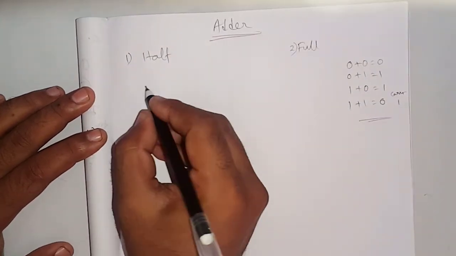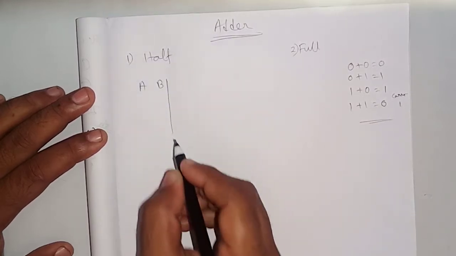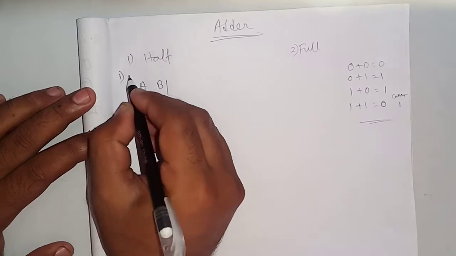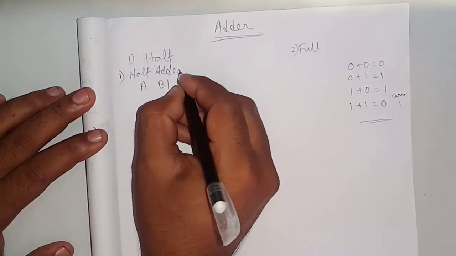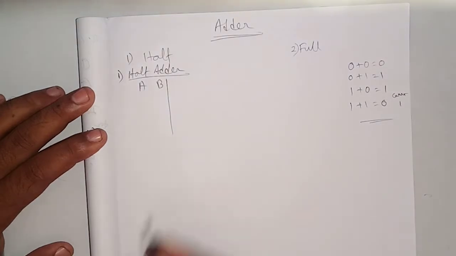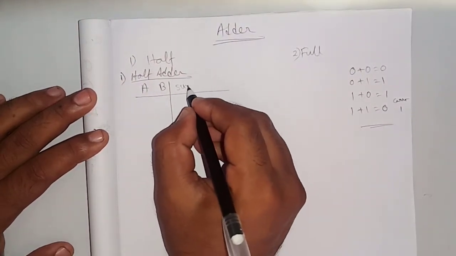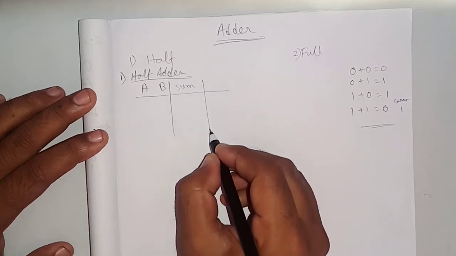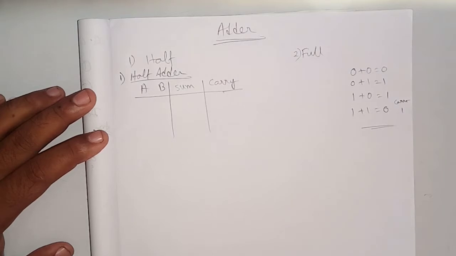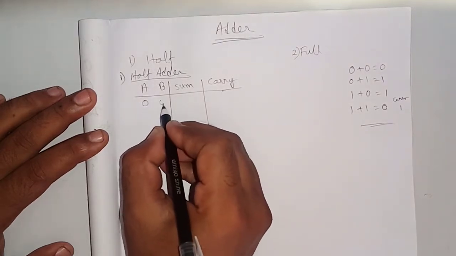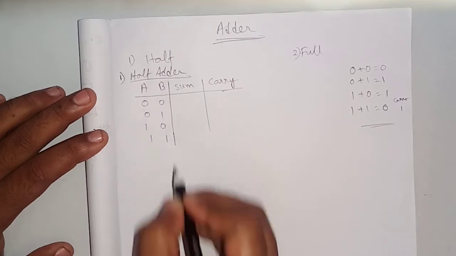First you can see A and B, two inputs are there. So this is the half adder, and I'm making a heading. A and B are here. Then we write the sum value and the carry value. Sum and carry. So we write the combinations 00, 01, 10, 11.